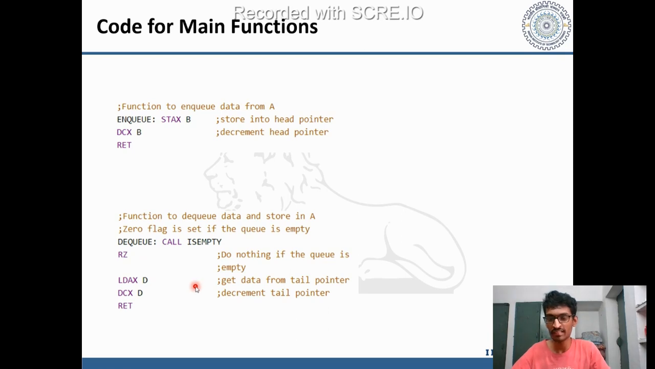Then if the queue is not empty, we'll reach this line of code. What happens? I load the data from the tail pointer into the accumulator. So I've used the DE pair. Remember, I'm using the tail pointer, not the head pointer, to DQ, and then I decrement the tail pointer so that I'm ready to DQ the next byte of data, and then I return from the function.